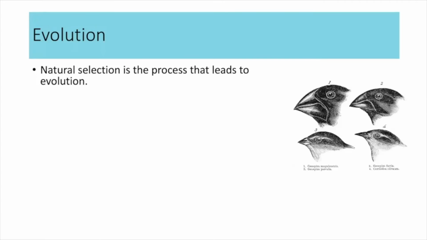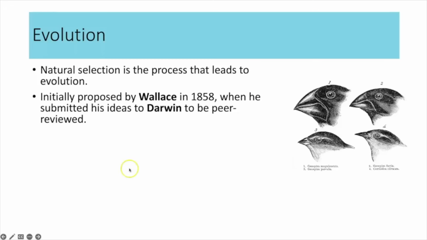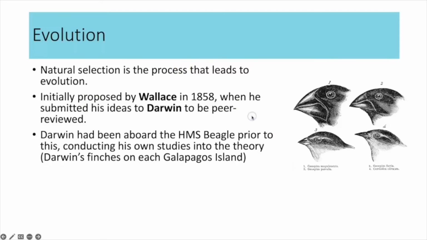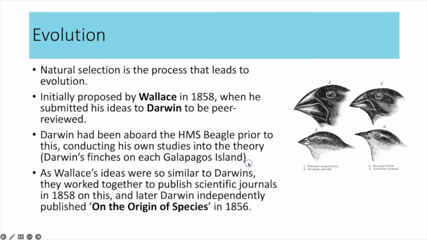Natural selection is the process that leads to evolution. And initially this was proposed by Wallace in 1858, and he submitted his ideas to Darwin to be peer reviewed. Darwin was aboard the HMS Beagle prior to this, conducting his own studies into this theory. And this is where we get the idea of Darwin's finches on each Galapagos island, in that he noticed that the finches on each island had different shaped beaks, and this was reflected by the different food present on those islands. Now, he proposed that based on the environment, certain features were being passed on.